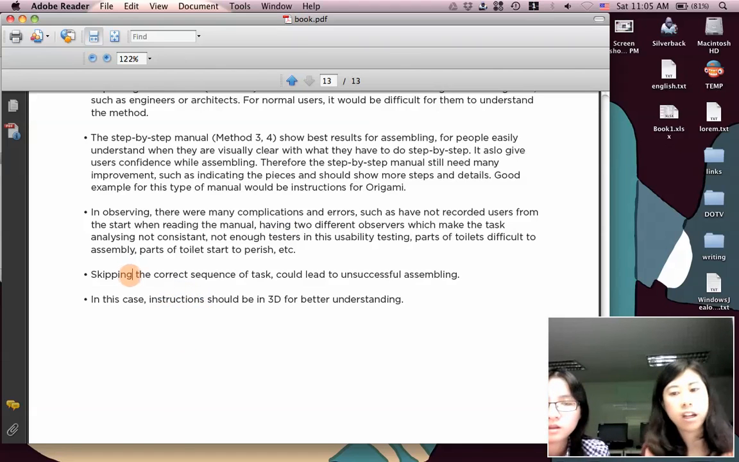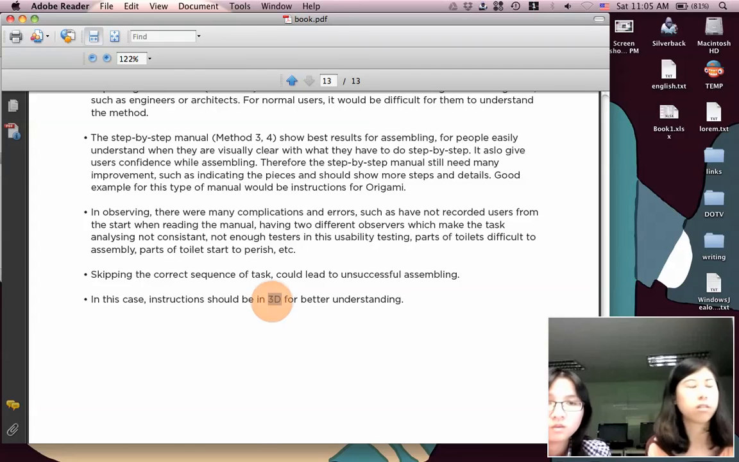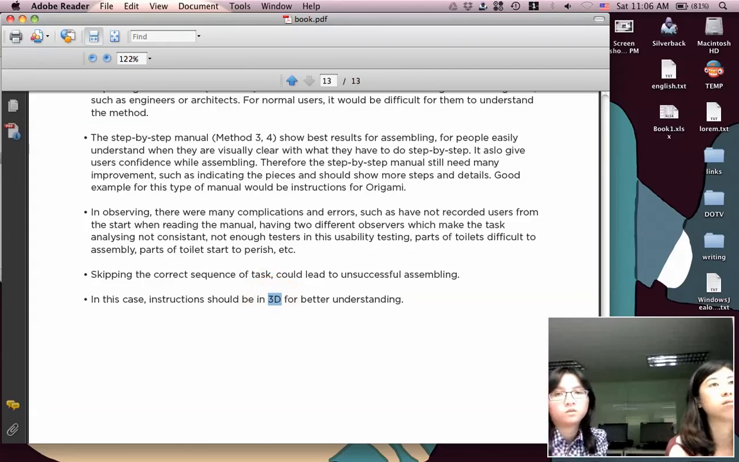Another point is that if the user skips any sequence of the task, they will unsuccessfully assemble the toilet. And we think that 3D visuals are better for this kind of manual. Thank you.